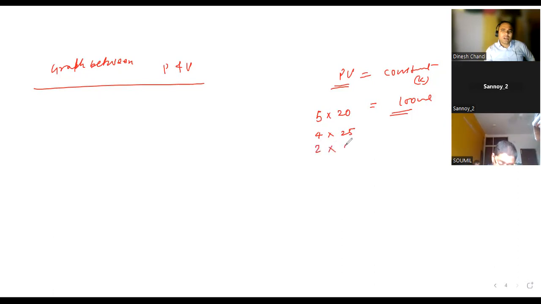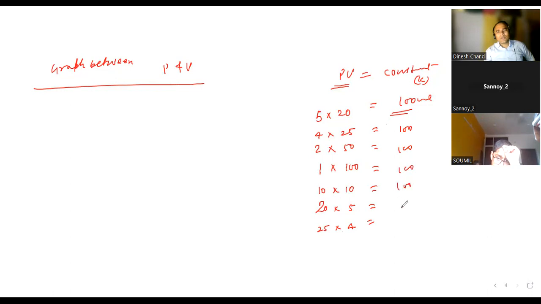Pressure 2, volume will be 50. Pressure 1, volume will be how much? 100. Pressure will be 10, so volume will be 10. Pressure will be 20, so volume will be 5. Pressure will be 25, so volume will be 4. So in each case the constant is coming, yes or no? Yes. This is 100, 100, 100. This is also going to be 100, 100 and 100. Okay, now see the graph.